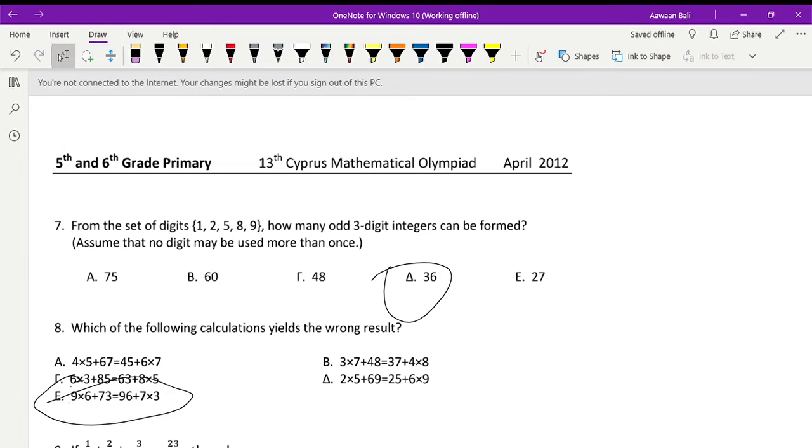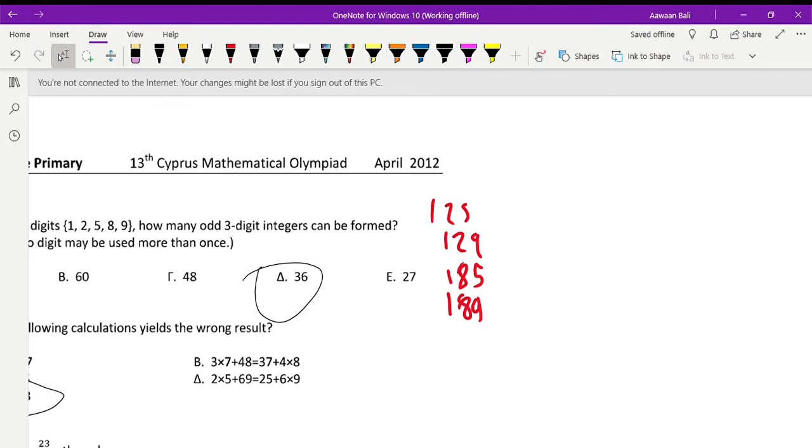So we can start with 1: 1, 2, 5; 1, 2, 9. Then we have 1, 8, 5; 1, 8, 9. So that's all of the ones for 1 already. Oh wait, sorry, there's actually one more: 159 or 195. So that would be 1, 2, 3, 4, 5, 6.